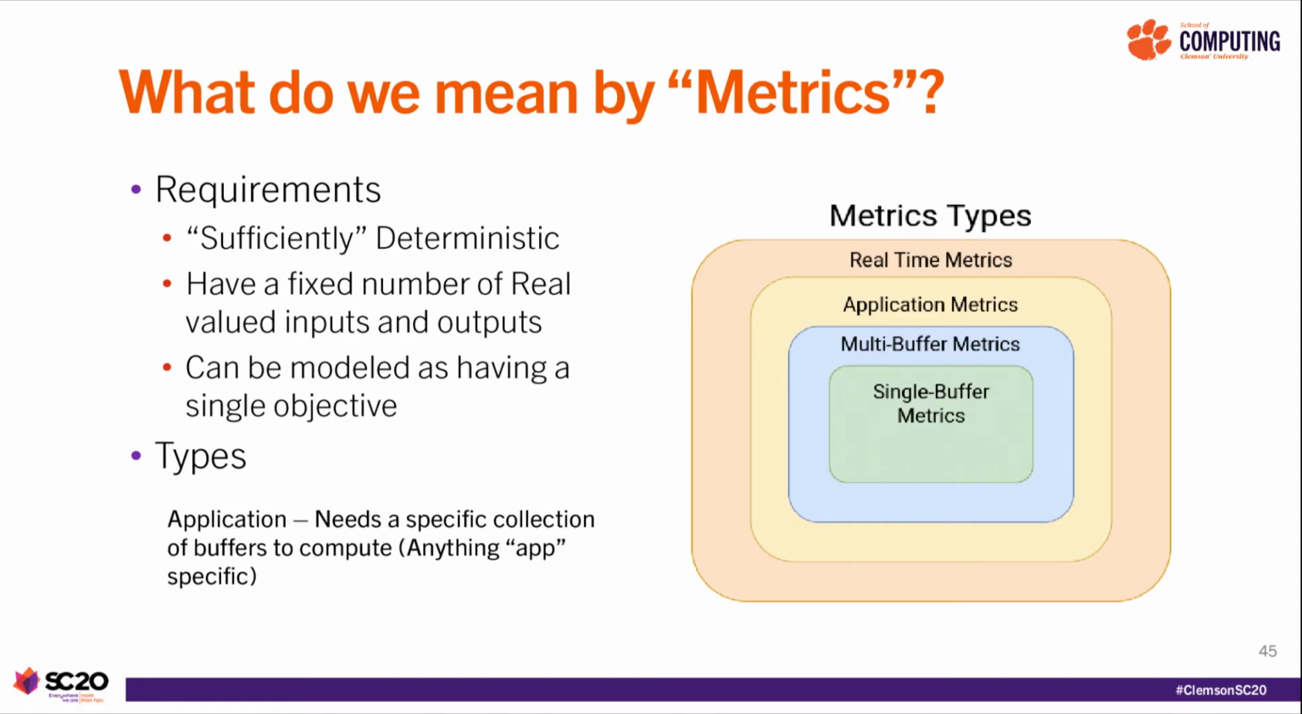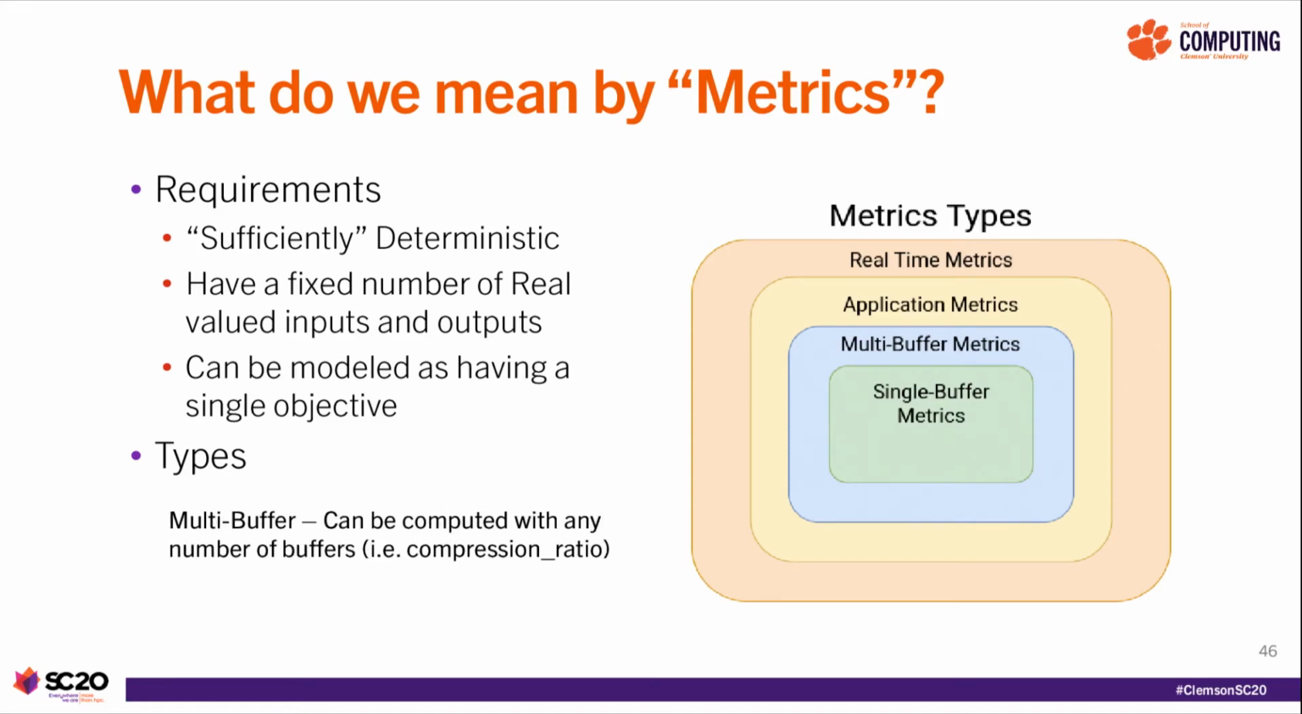Next, we would have application metrics. Application metrics are things that are application specific. That means that they have a specific number of buffers that they need as input and output, and they cannot be computed on any possible collection of buffers. A good example of this would be an accuracy measure from a machine learning code, or maybe a spectrum from a cosmology code. We're not going to focus here.